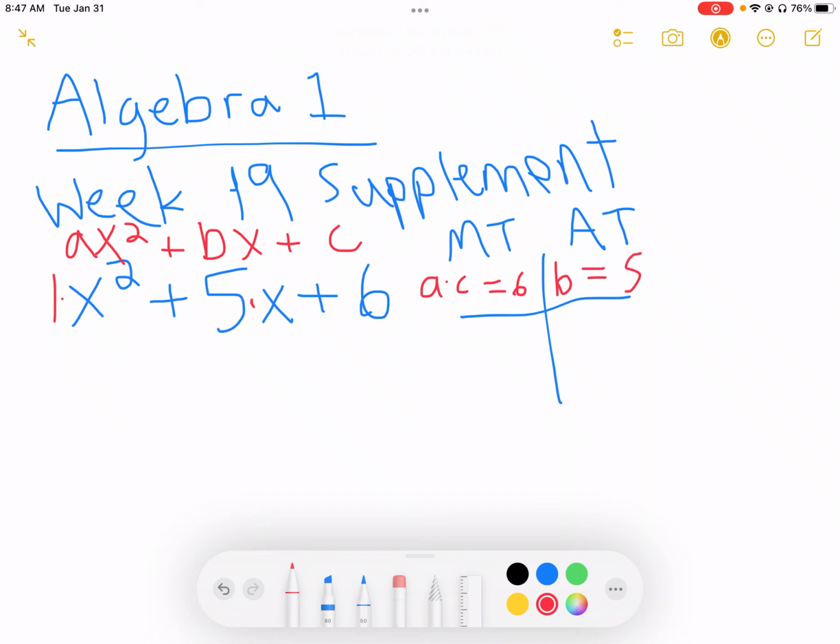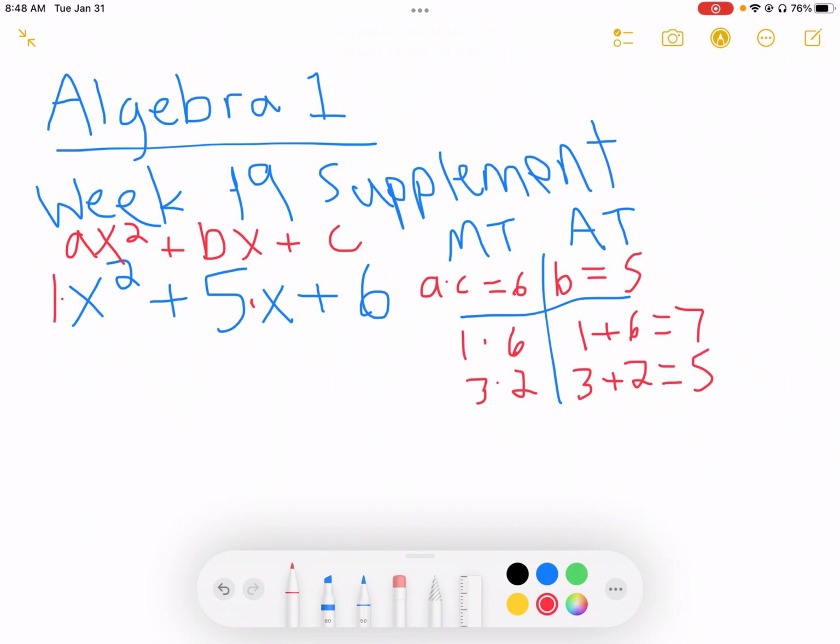So I think about all the factors of 6. The easiest ones I can think of, start with the small ones, 1 times 6, okay? Because 1 times 6 is 6. But then if I do 1 plus 6, I get 7, so that's not going to work. And then if I do 3 times 2, however, I get 6 there. And if I do 3 plus 2, then I get 5. Okay, so this one's fairly easy.